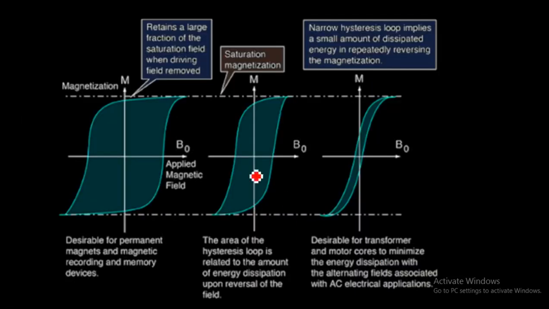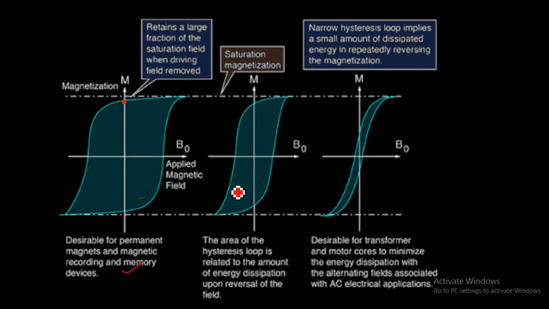Now for different materials, we will have different natures of hysteresis curve. In some of the materials, the hysteresis curve is larger, so here you can see that it is having higher retentivity. It retains a larger fraction of magnetization even when your force is removed. So these are desirable for permanent magnets and magnetic recordings, etc.